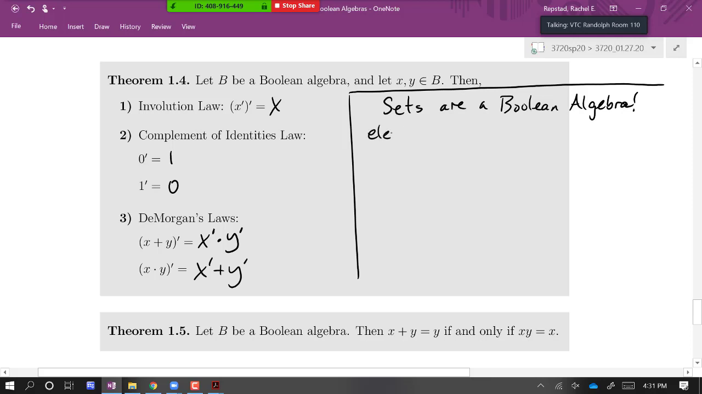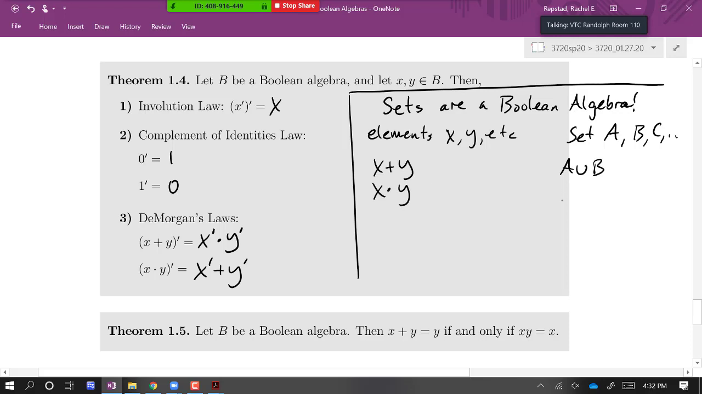We have elements of a Boolean algebra. We usually call them x and y, or maybe little a and little b. With sets, we have sets, capital A, capital B, capital C, whatever. We have some operations. We can add two elements, x plus y. Over here in sets, we could take their union. We can multiply elements x times y, and over here in sets, we could take their intersection. The complement of an element is just the complement of a set. They work the same way.